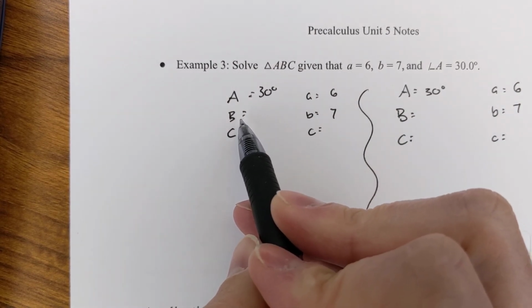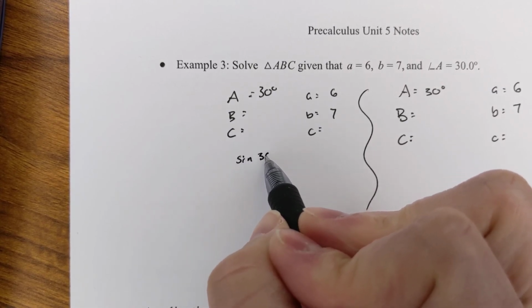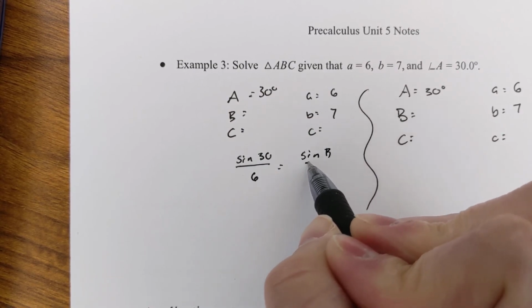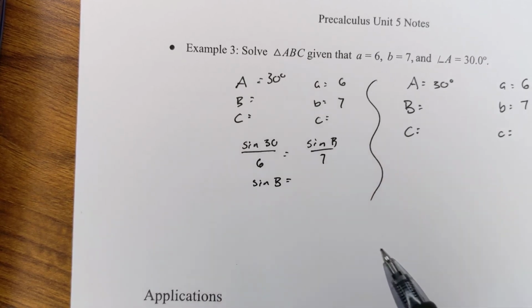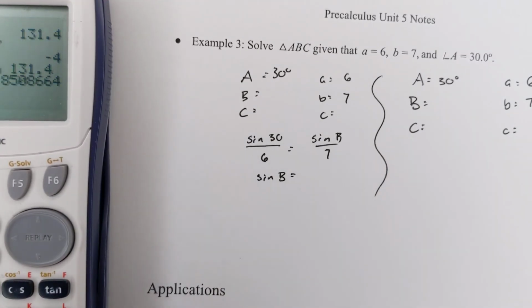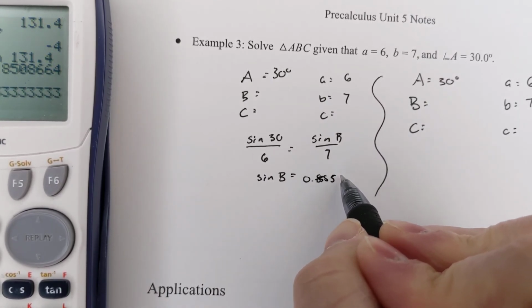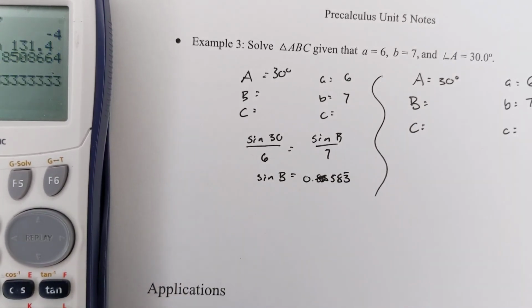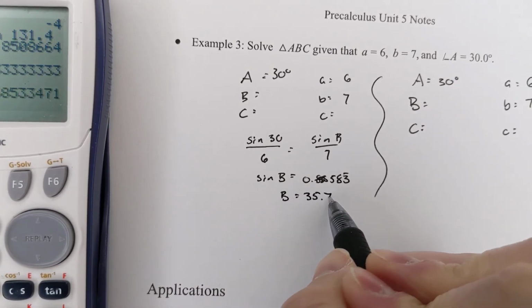So over here, we're going to find B first. So angle's on top, since I'm solving an angle. So sine 30 over 6, A over A, sine B over 7. So the sine of B is going to equal the sine of 30 divided by 6 times 7. 0.583 repeating. But then I need to take the inverse sine to get the angle. So angle B is 35, we'll call it 35.7 degrees.